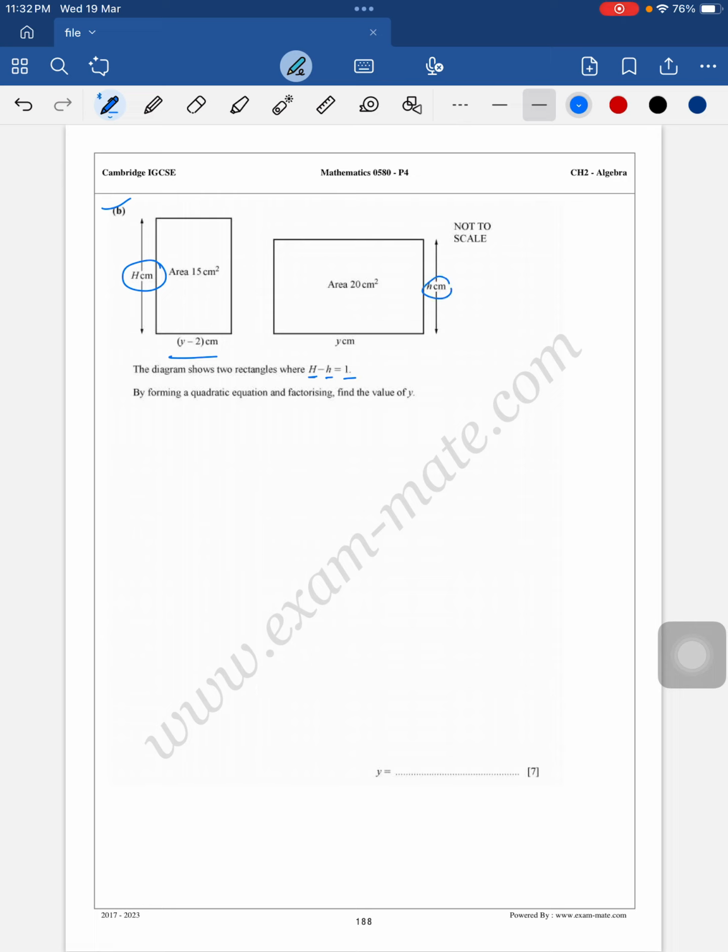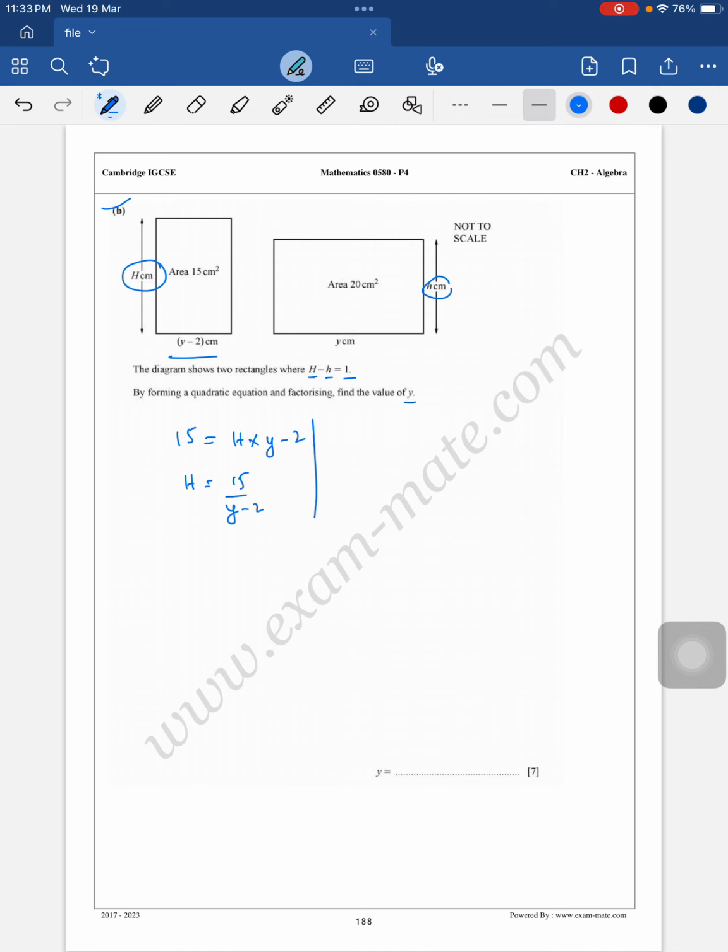Big H minus small h is equal to 1. By forming a quadratic equation, factorizing, find the value of y. Okay, you can see in the diagram we are given the area of both rectangles, right? So we can simply apply the formula of area. If we see the formula for area for figure 1, area 15 is equal to h into y minus 2. So it means that h is equal to 15 upon y minus 2.